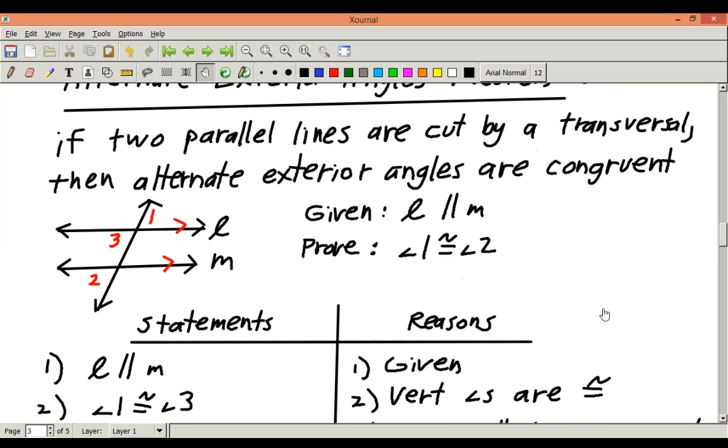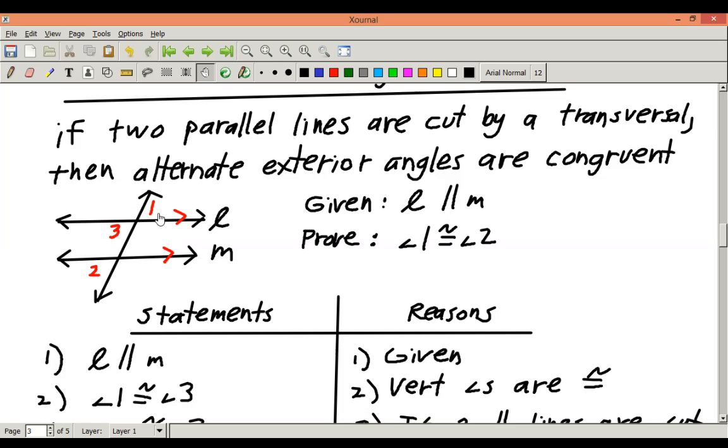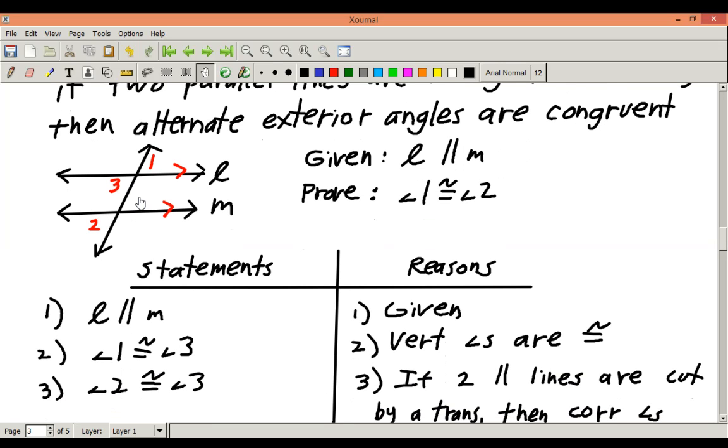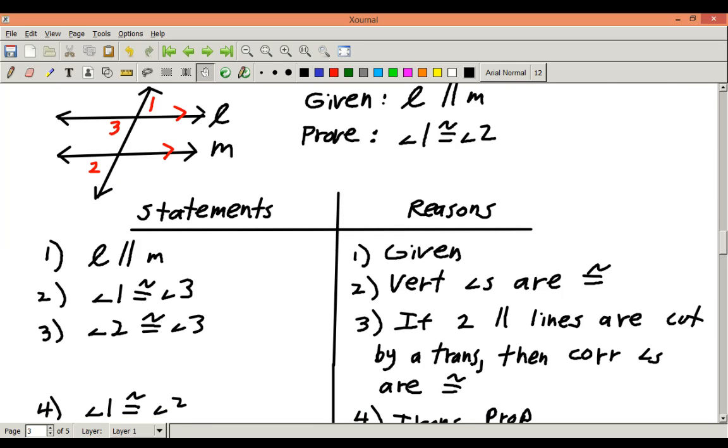Shouldn't be too long. Statement number 1, as usual, is what's given. So line L is parallel to line M. That's given. Statement number 2, angle 1 is congruent to angle 3. You can see that's because they are vertical angles, and we got a theorem for that. Vertical angles are congruent. Statement number 3 is angle 2 is congruent to angle 3. That's the same postulate that we used earlier. That is, if two parallel lines are cut by a transversal, then corresponding angles are congruent. So we've used that postulate now in our second proof.